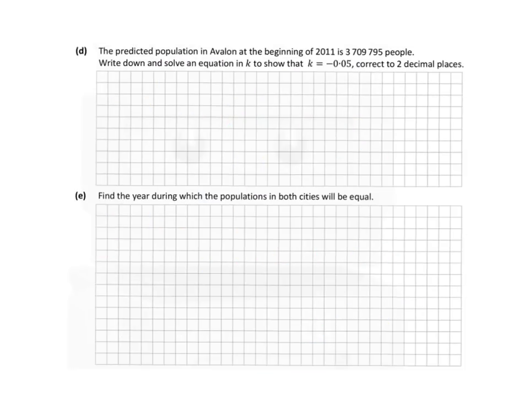Okay, so here in this question in part D, we're asked the predicted population in Avalon at the beginning of 2011. So that's important for me. That means I know straight away that t is going to be equal to 1 here. So t equals 1 for 2011, and it's 3.709795 million people. And then we're asked to write down and solve an equation in k.